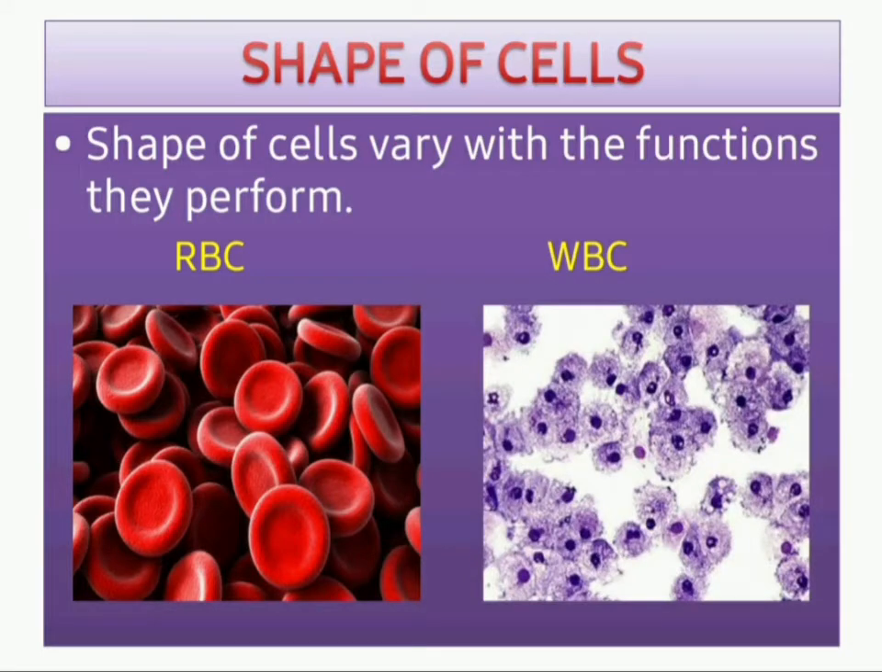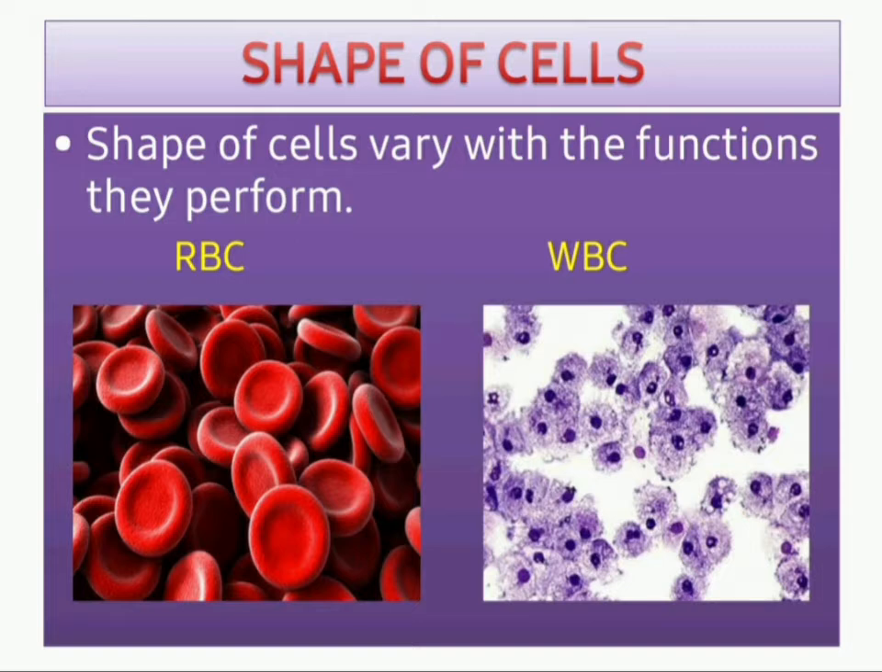Last class, we discussed different types of organisms depending on the number of cells present in the body, like unicellular and multicellular organisms. Now let's study the different shapes of the cells. Multicellular organisms are made of many cells. All the cells present in the body of these organisms are not of the same size. They vary in their shapes.